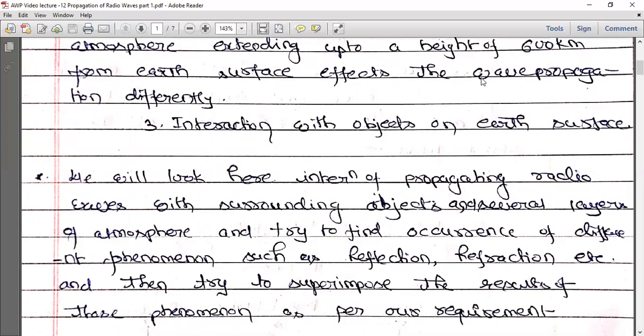And on the basis of the configuration of the surrounding, we have to choose which phenomenon or which phenomena are involved in the radio wave propagation. Okay, so what we do, we will implement several models for different phenomena, and then as per our need, we can incorporate them to get better results for the field at the receiving end.